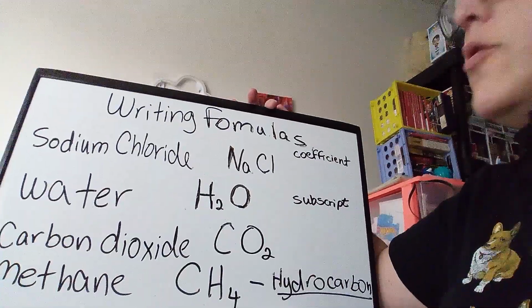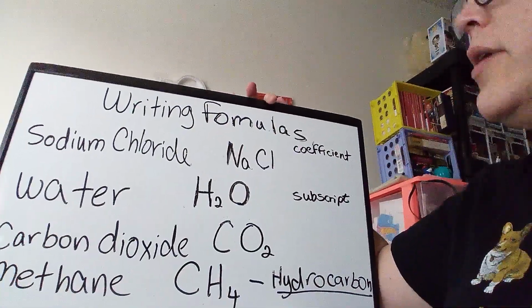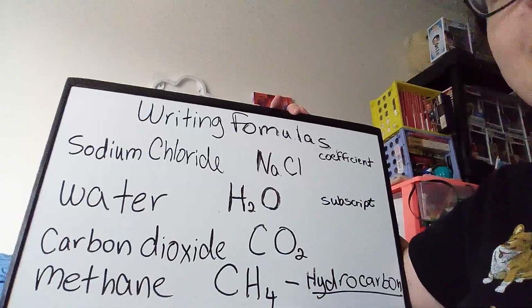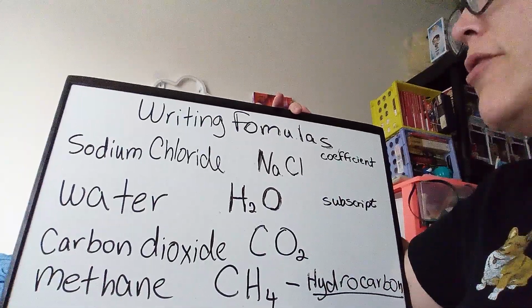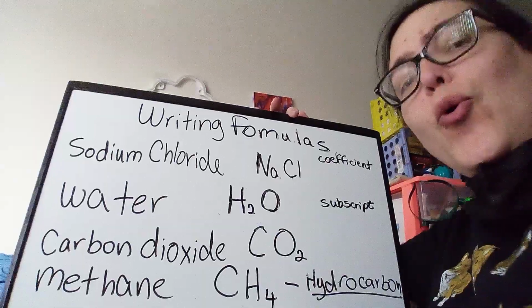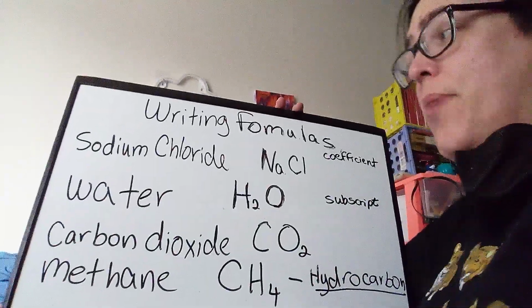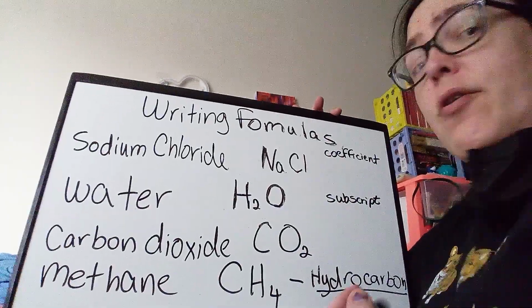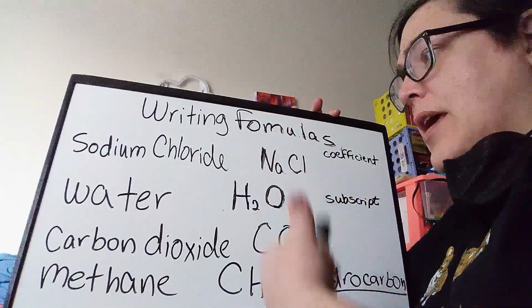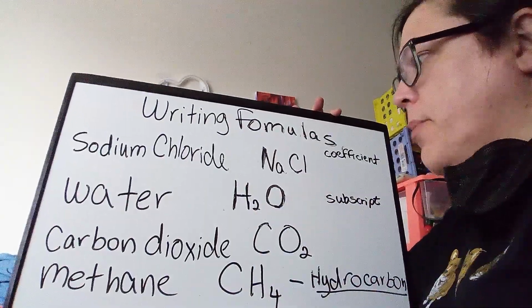All right. So part two of basics of chemistry. Let's talk about writing formulas. This concept is the same regardless whether you have an ionic compound or a molecular compound. The idea is the same. You're going to use symbols to write the particular compound.